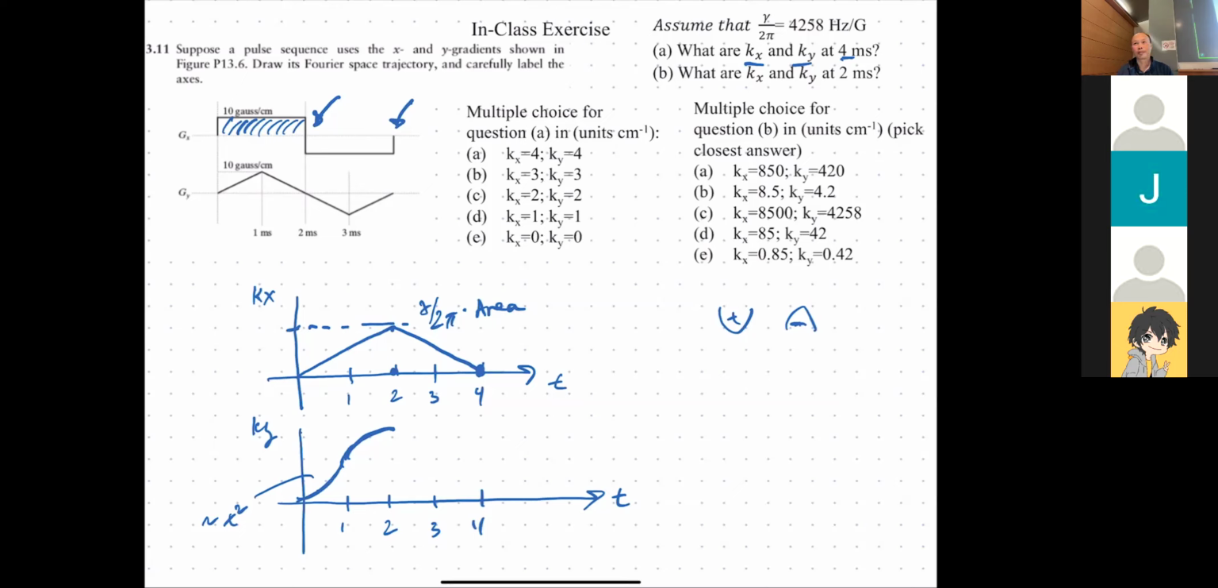Any ideas? So you're going down, right? But the rate at which you're going down is increasing, right? Because it's becoming more negative. So it better get steeper, right? So then you know it's going to go like this, right?